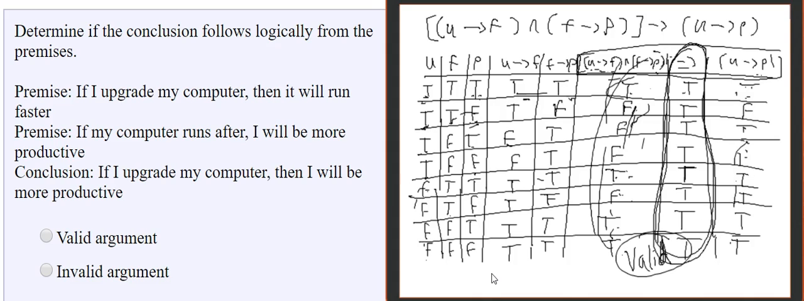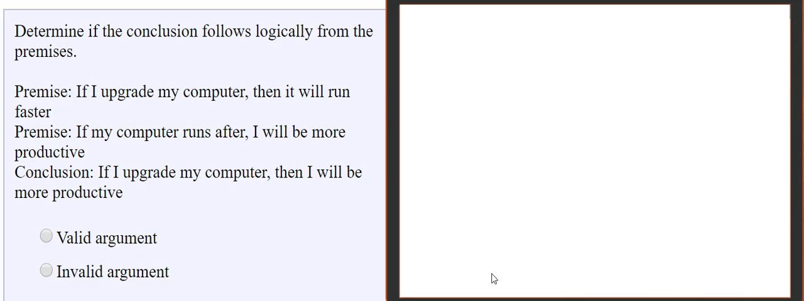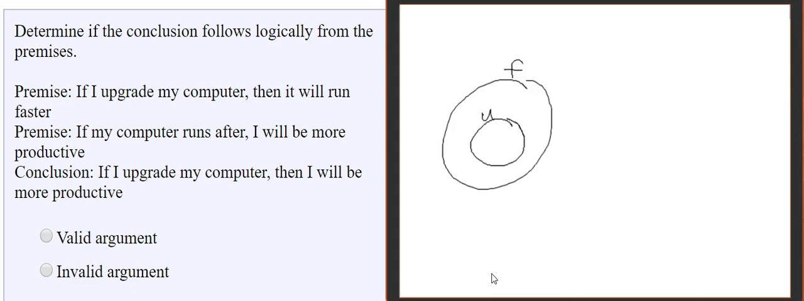An easier way to decide if the argument is valid or not, for some of you, might actually be to draw an Euler diagram of the argument. So let's try that. It was, if I upgrade my computer, then it will run faster. So upgrading the computer is a subset of running faster. That's the first premise. The second premise says, if my computer runs faster, I will be more productive. So running faster is a subset of being more productive.